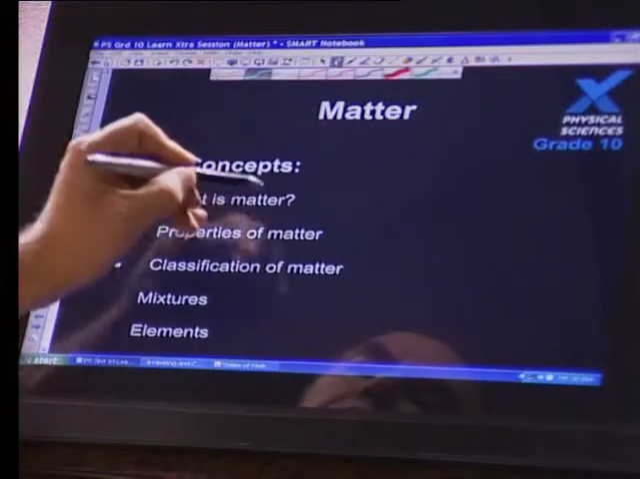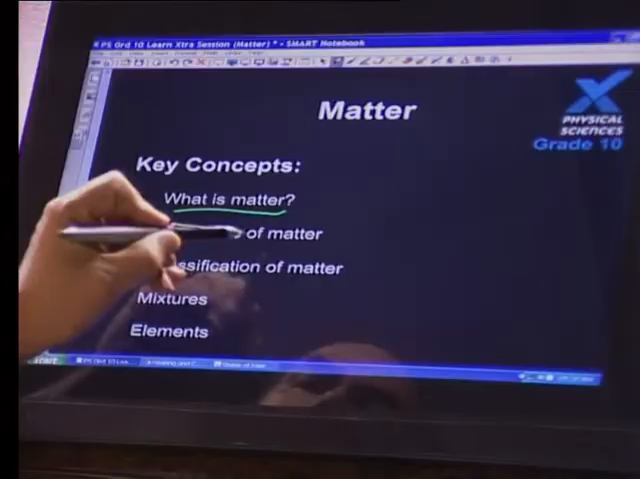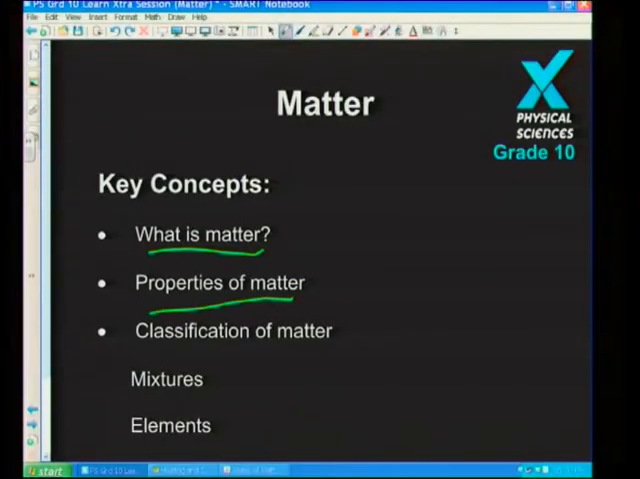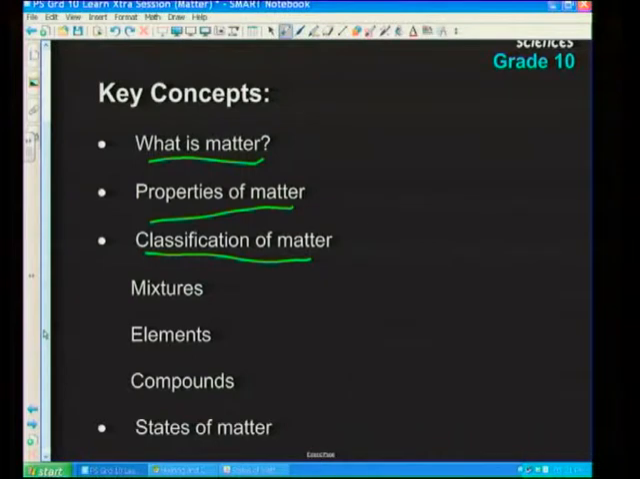Well, maybe you can answer that. What is matter? Well, let's see if you're right. Properties of matter. What are some of the properties, and how can we classify matter, the classification of matter? We're going to look at different forms that matter takes in the form of a mixture. There are different types of mixtures.